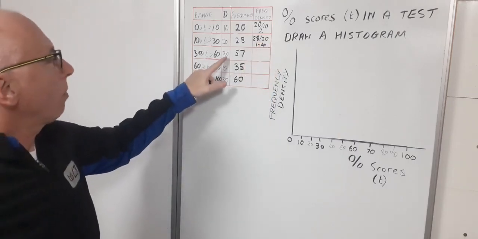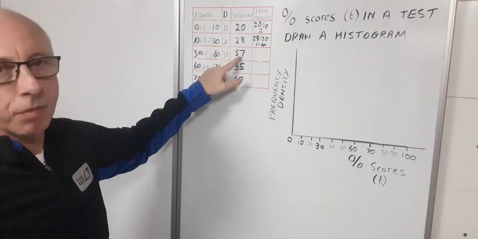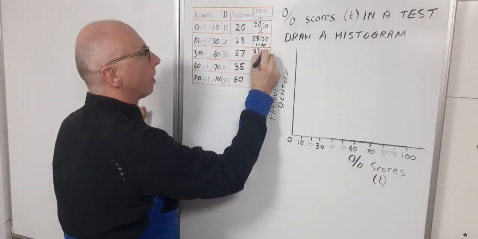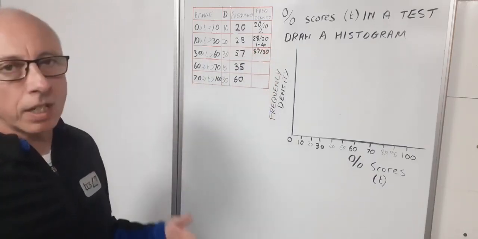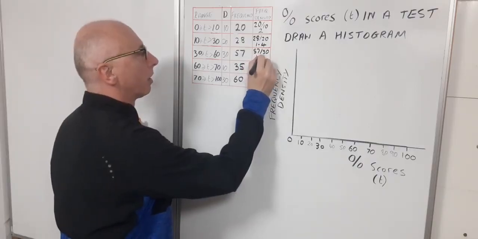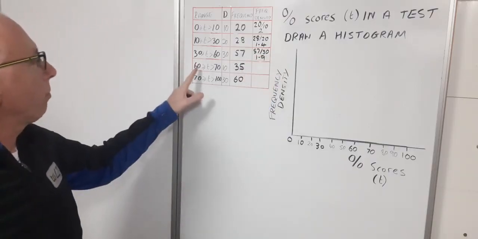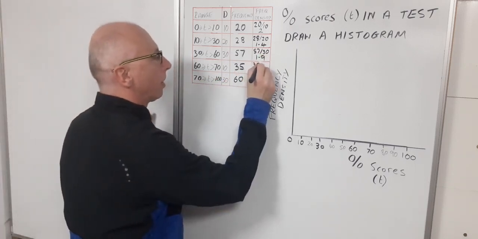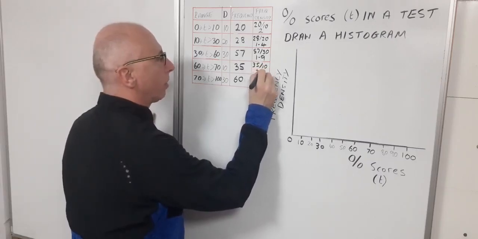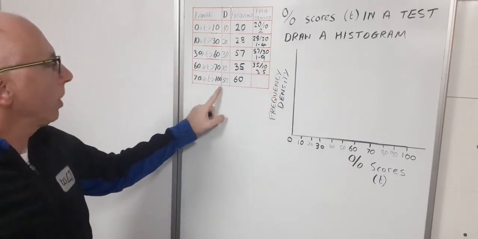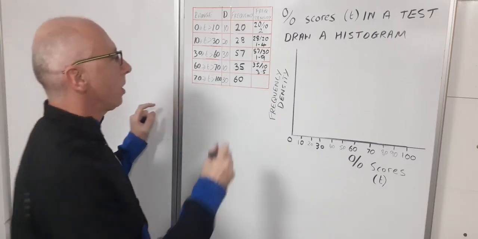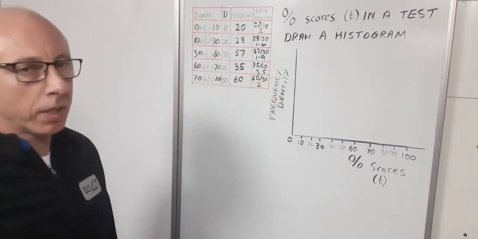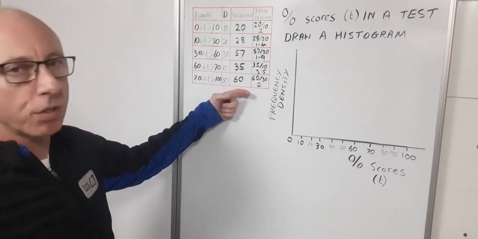Then this one here, I've got a range of 30 to 60. My frequency is 57, so I want 57 divided by 30. That's going to give me 1.9. And then this one here, the range is 10. Frequency is 35, so 35 divided by 10 gives me 3.5. And finally the last one, range of 30 and frequency is 60, so 60 divided by 30 gives me 2.